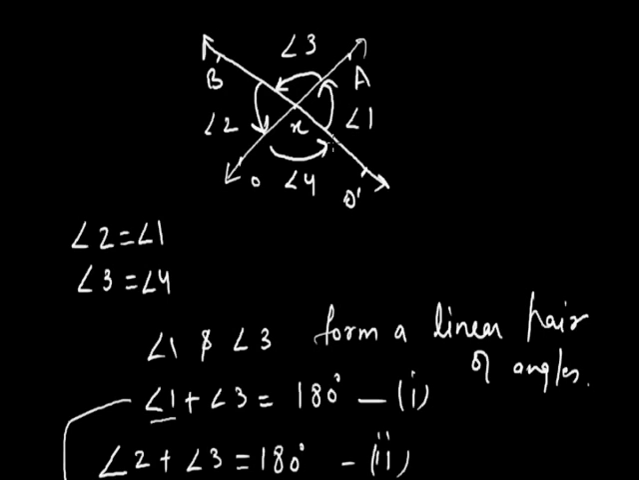Similarly, we can prove that angle 3 is equal to angle 4, taking the linear pairs of angles as 1 and 4 and 2 and 4. Now moving onwards, we'll take the angles at a point. The fourth type of pair of angles is angles at a point.